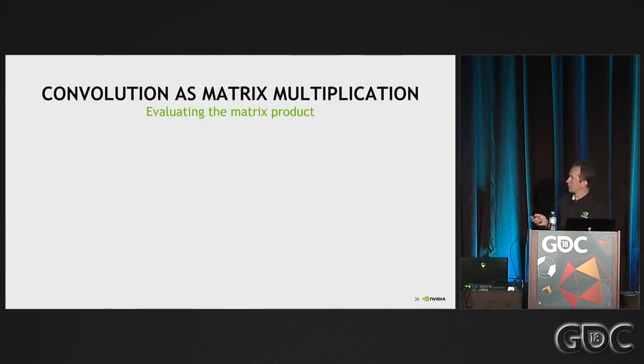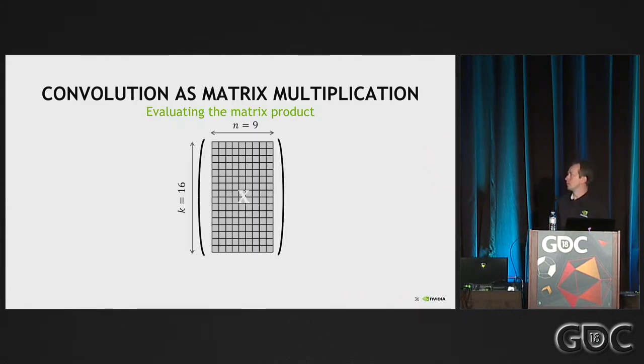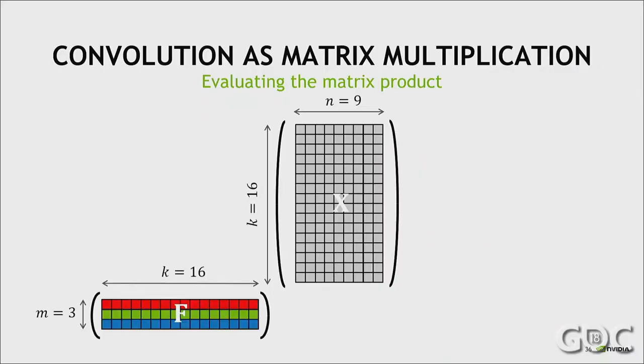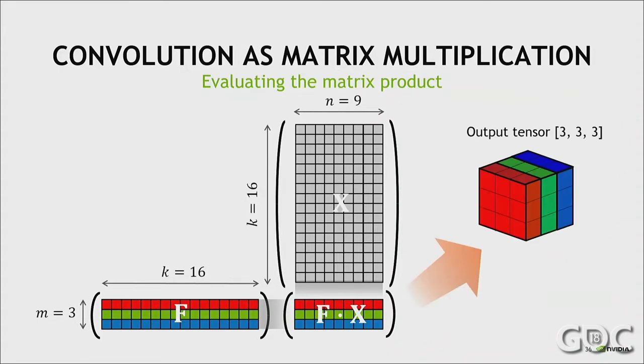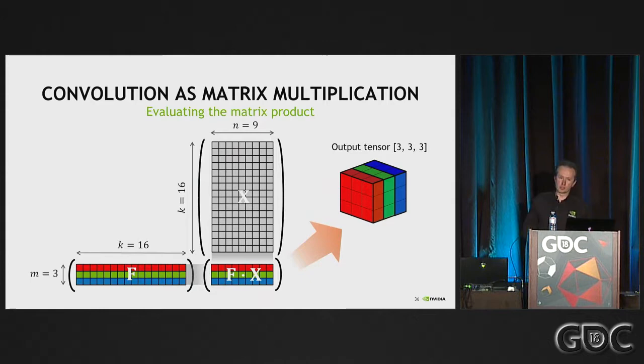So again, having defined things this way, if we put the two matrices next to each other and do the matrix multiplication, each element in the resulting tensor is, of course, a dot product between the corresponding rows and columns, and then we can reshape it into the output tensor of 3 by 3 by 3.